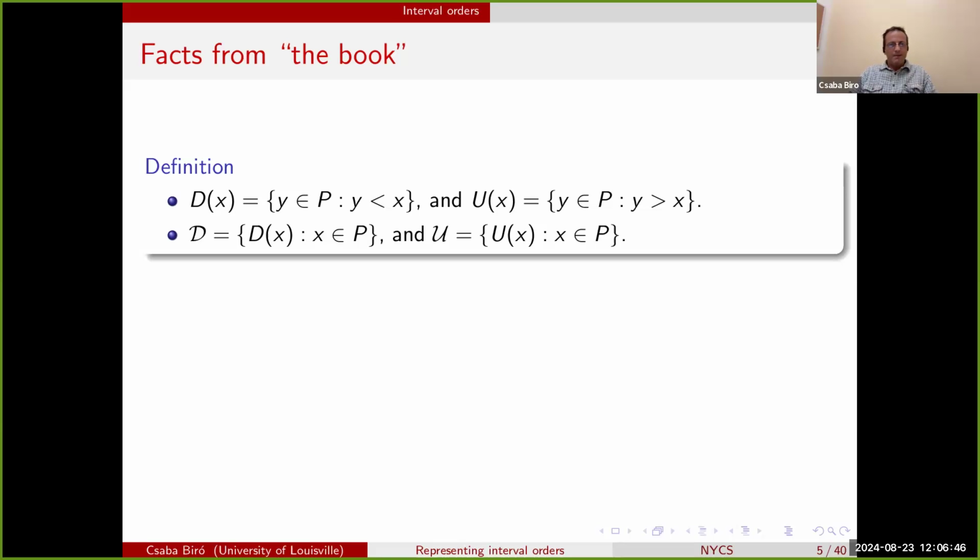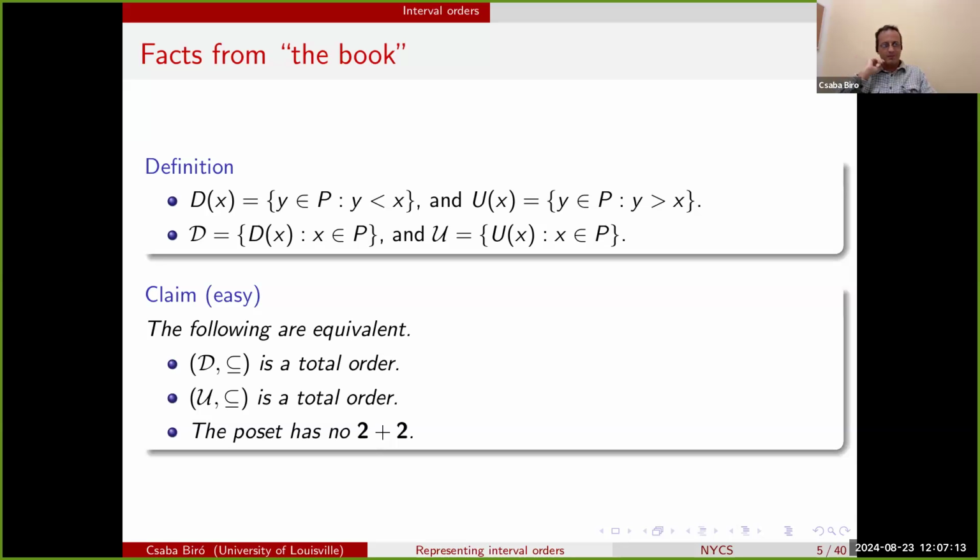Now, it might be tempting to think that the cardinality of the script D is the same as the size of the ground set of the poset, but it's not true, because you can have multiple elements that have the same down set. So you can have significantly fewer down sets than elements in a poset. In fact, if you look at all the minimal elements of a poset, for example, the down sets of all of those are empty.